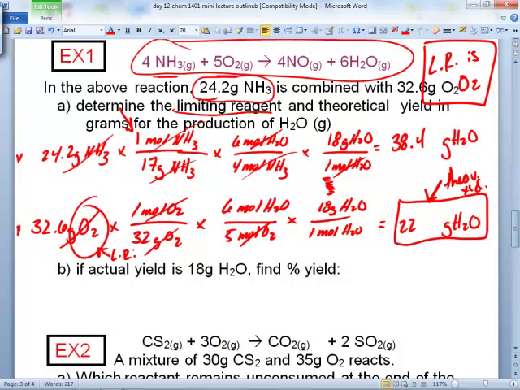Right? Make sense? If the actual yield is 18 grams of water, find the percent yield. So it looks like, unless it's on top of the quiz, you're going to have to know what that equation is. How do you get percent yield again? Actual over theoretical times 100. Actual, and they have to tell you that one, over theoretical times 100. Now that's just going to be 82%.